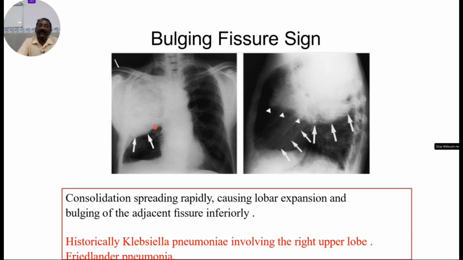See the bulging fissure sign. Okay. Consolidation spreading rapidly, causing lobar expansion and bulging of the adjacent fissure inferiorly. So this is the fissure. So this is the fissure. Okay. So this is the upper lobe, maybe the mid lobe also. Okay. So this is the lateral film. Lateral film. Consolidation spreading rapidly. So mostly Klebsiella pneumoniae involving the right upper lobe.